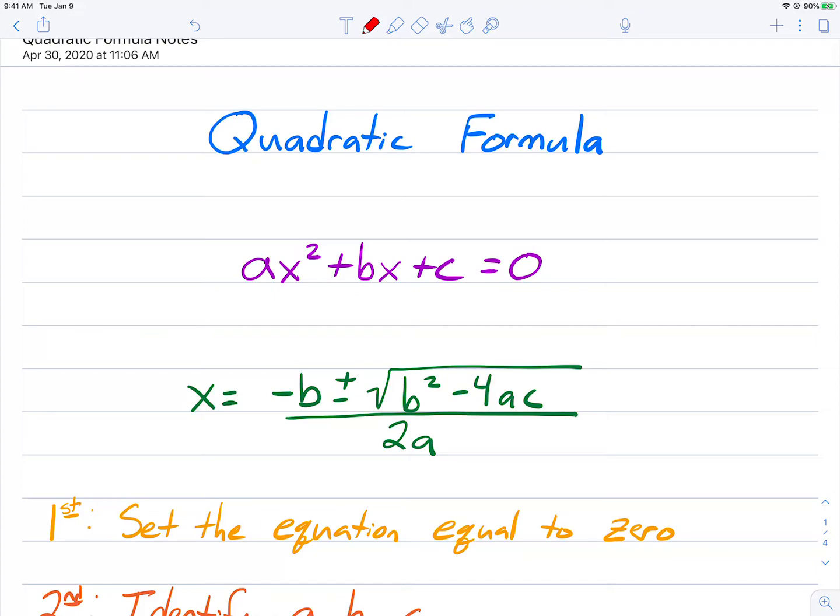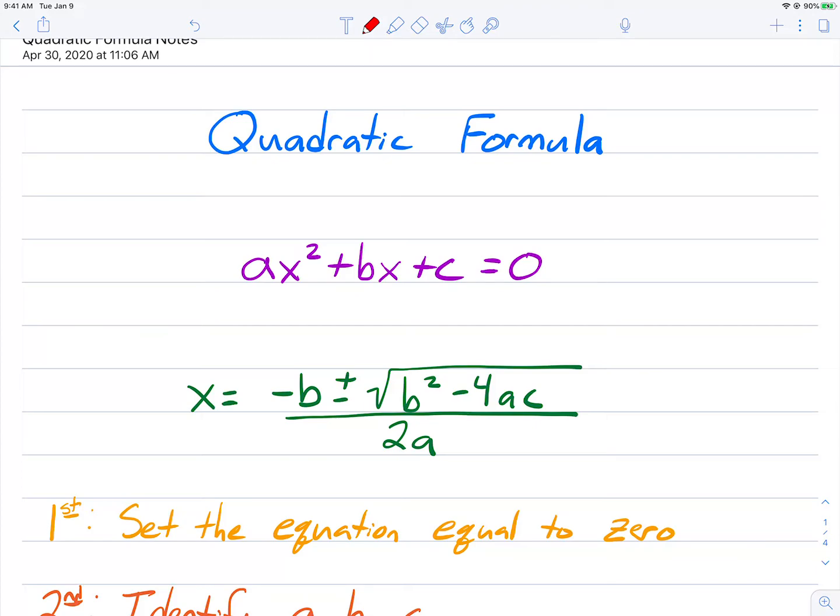Hello everyone. Today we're going to be dealing with the quadratic formula. So we're still solving for x when we have either a binomial or a trinomial equaling 0, but this is another way to solve it. This also helps us when you can't actually factor.